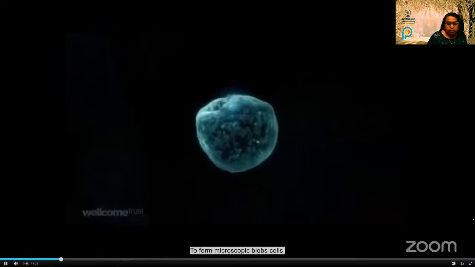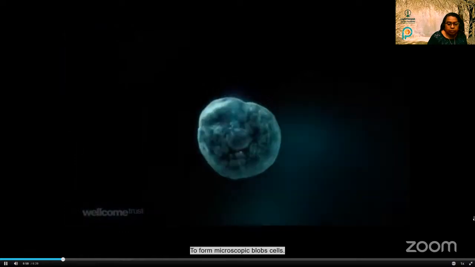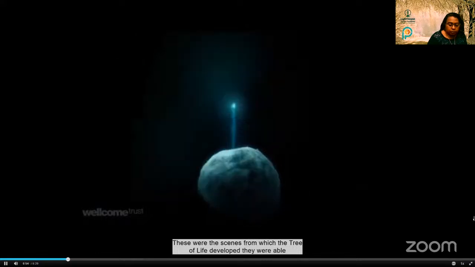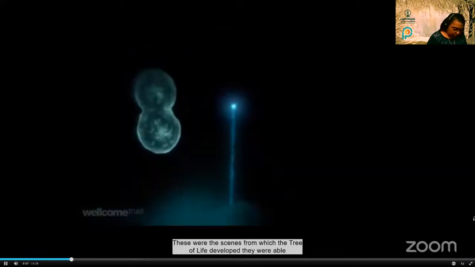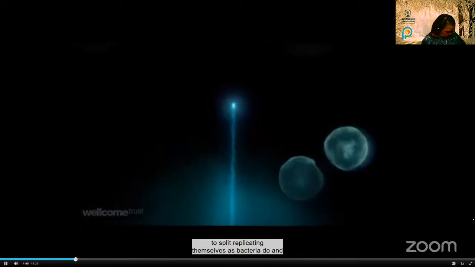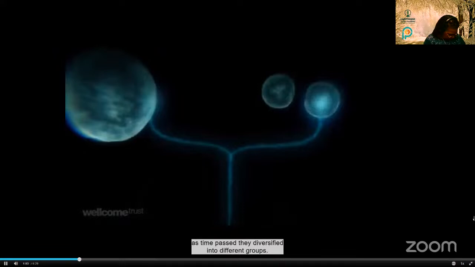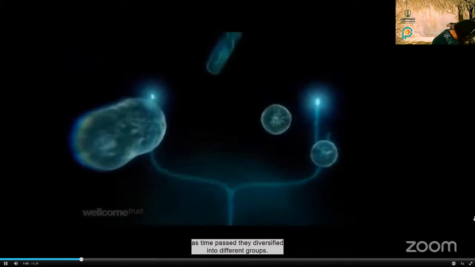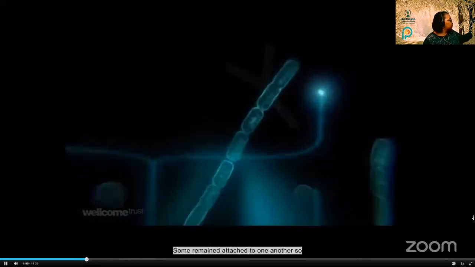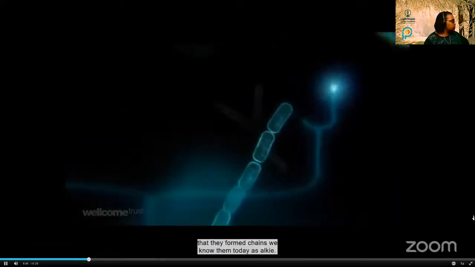Complex chemical molecules began to clump together to form microscopic blobs, cells. These were the seeds from which the tree of life developed. They were able to split, replicating themselves as bacteria do. And as time passed, they diversified into different groups. Some remained attached to one another so that they formed chains. We know them today as algae.